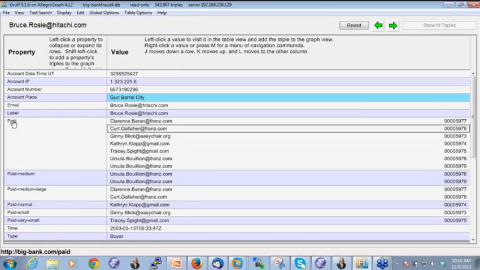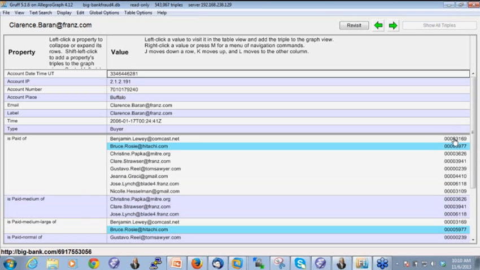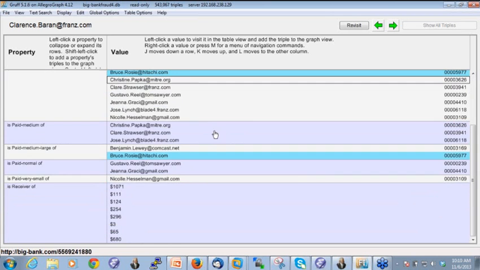what you see is we have a paid relationship. So we see that Bruce Rosie paid Clarence Duran a particular amount. You don't see the value, but what you see here on the right is the name of the graph in which things happened. So you see these numbers here, which are the fourth element of the triples.